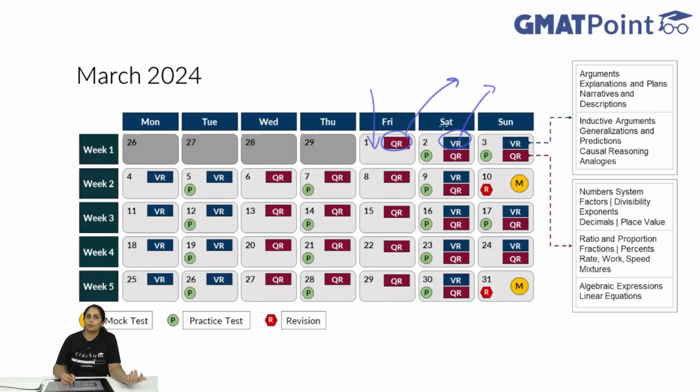So start with quant concepts: arithmetic, algebra. These are important concepts that you should cover. Number theory, statistics. Statistics you can do later. Start with arithmetic or number theory, then go on to algebra, and then finally to statistics as such.